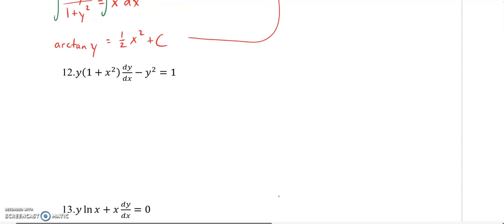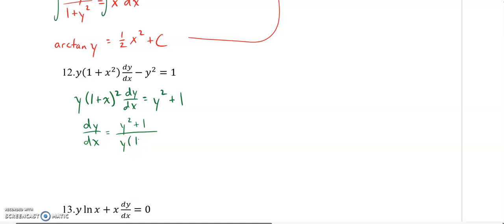All right, this next one, kind of the same deal. We've got this minus y squared that I don't really want over there with the dy dx side, so everything else will stay on the left side, but I'll add the y squared over to the right. Now we can definitely divide both sides of the equation by y times 1 plus x squared, and we'll get y squared plus 1 over y times 1 plus x squared. Notice that all of the x's and all of the y's are separate from each other as far as factors are concerned.